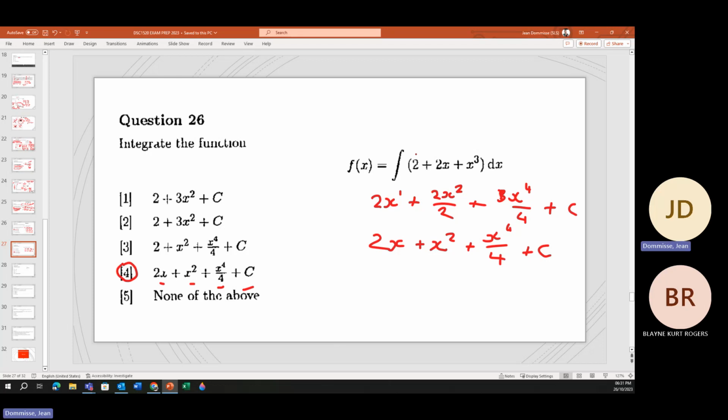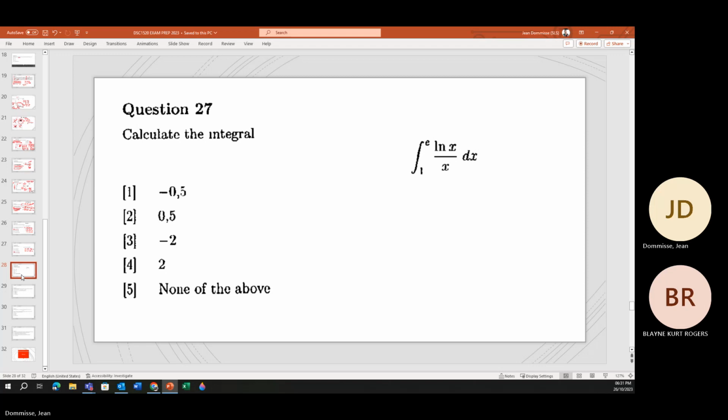Okay, strange one. I haven't seen something like this in some time, so just a strange way to ask it. Boy, okay. Been a bit different one. Okay, so integral ln x over x.